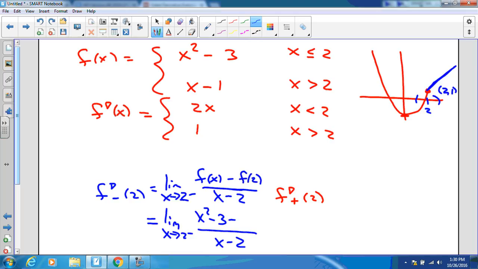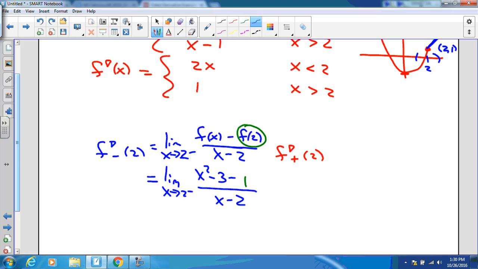Now, here is the thing that gives students the hardest time, and it shouldn't, but sometimes it does. f of 2 is literally the value that f has when x is 2. What is that value? 1. It is 1. And so I'm going to substitute for f of 2 the value 2 squared minus 3, because that's what f of 2 is. Well, that was the hard part.